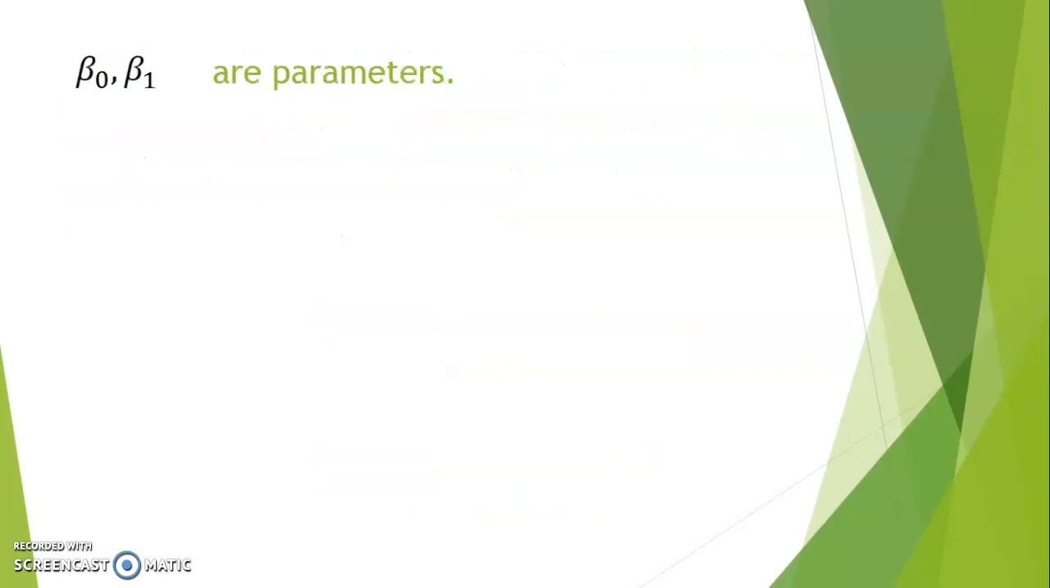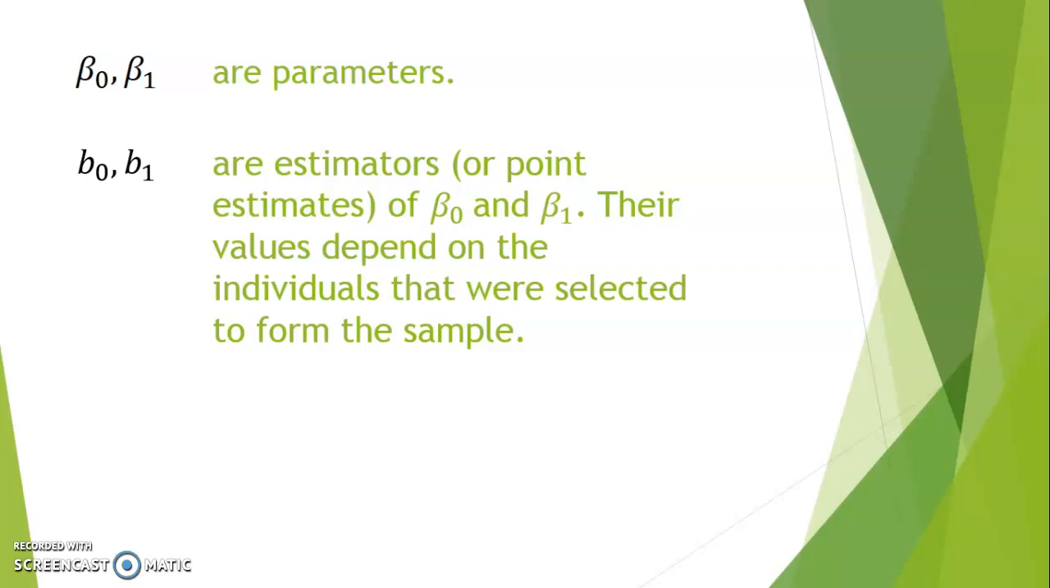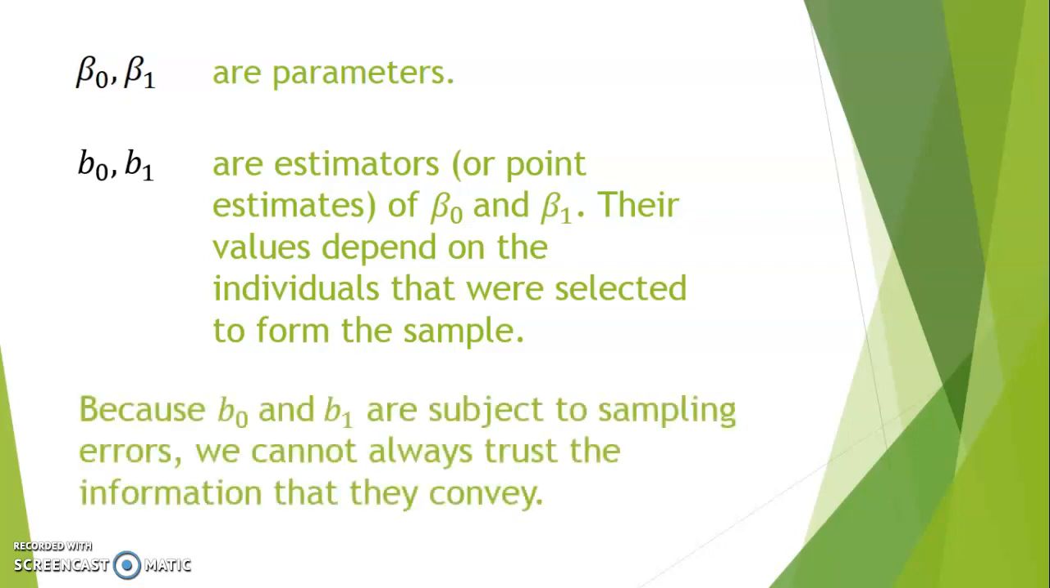Beta 0 and beta 1 are therefore parameters, whereas B0 and B1 are estimators of beta 0 and beta 1. The values we will find for B0 and B1 will depend on what individuals were selected to form the sample. Because B0 and B1 are subject to sampling errors, we will obviously not always trust the values that they convey.